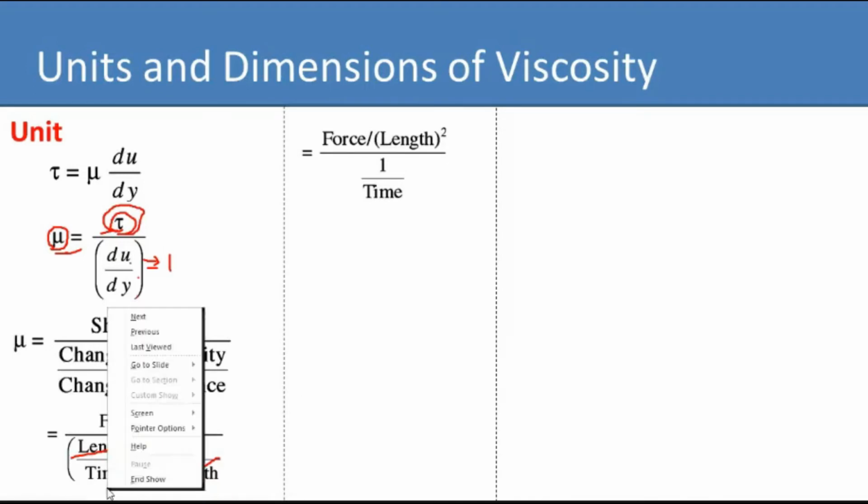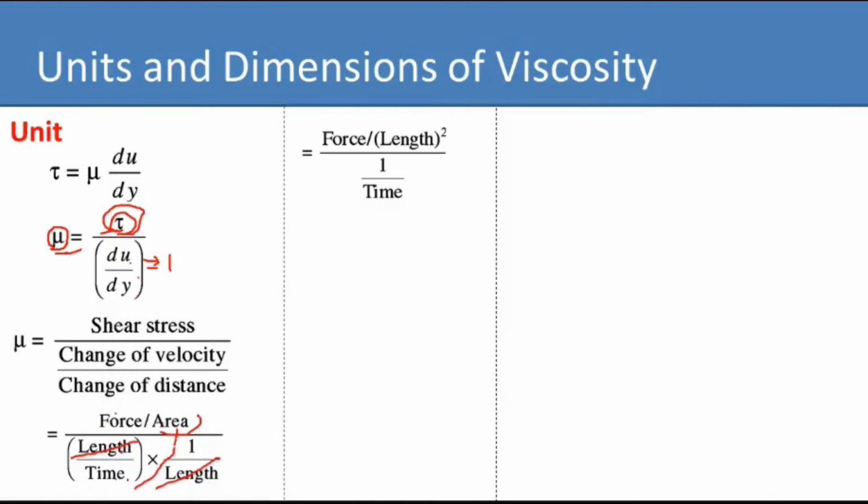Now this area is nothing but the product of b into h. So b is again length and h is again length. Breadth into height, so it is 1 upon length square. So force upon length square upon time. So we can say it is force into length upon force into time upon length square. So the SI unit will be the unit of force, which is Newton, into time, which is second, upon length square, which is meter square.